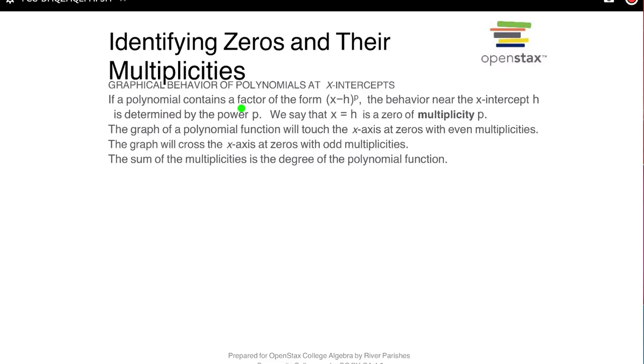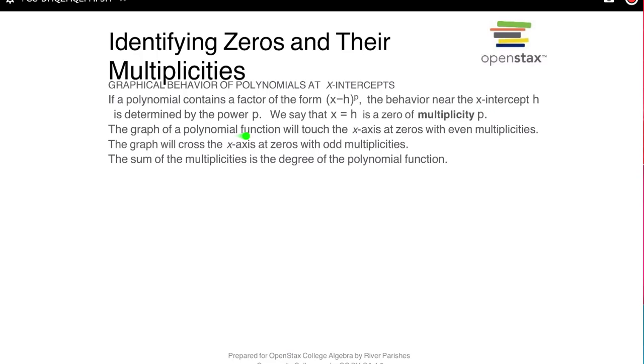If a polynomial contains a factor of the form x minus h to the p, the behavior near the x-intercept h is determined by the power p. So again, if this was x minus 2, whatever this exponent is would determine the behavior near that x-intercept. So we say that x minus h is a zero of multiplicity p.